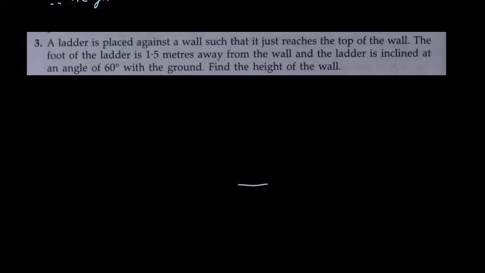Again I will draw a ground surface. This is a ground surface. A ladder is placed against the wall such that, and I will draw one wall. This is a wall. There is a ladder. The foot of the ladder is 1.5 meter away from the wall. So again here this point is 1.5 meter away, and the ladder is inclined at an angle of 60 degree. Here the angle is somewhere 60 degree, like this. This is 60 degree.